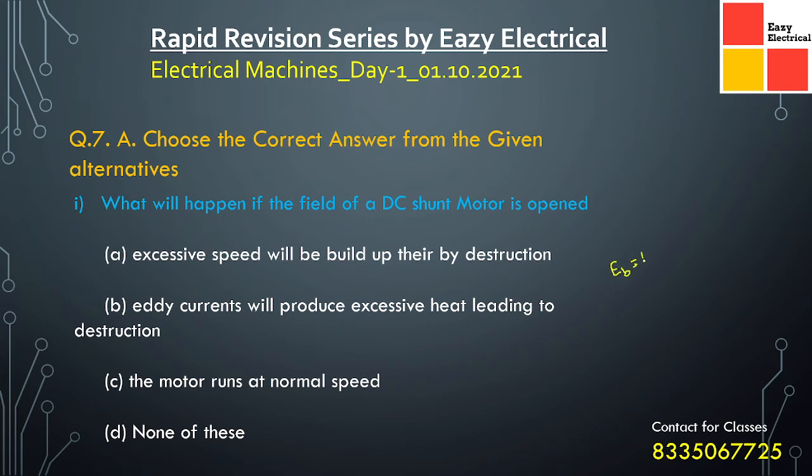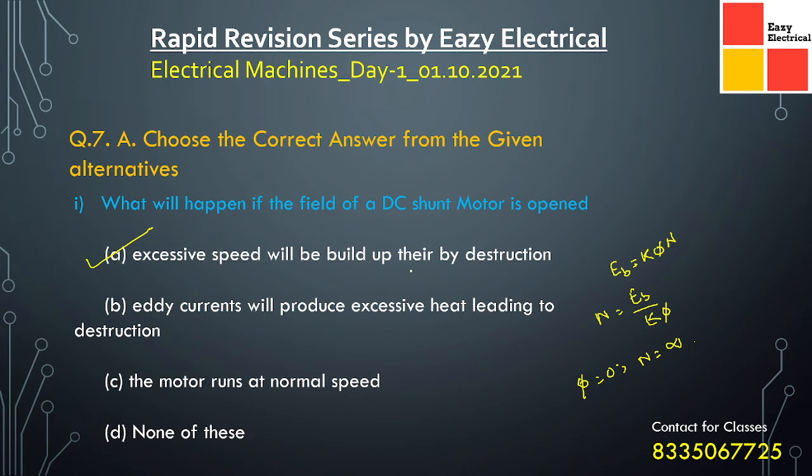Eb equals k phi n, right? So if the flux becomes zero in this case, we can write n equals Eb by k phi. By this simple expression, we can find that if the flux becomes 0, the n becomes infinite. Okay, so the excessive speed will cause the destruction of the DC shunt motor in this case.